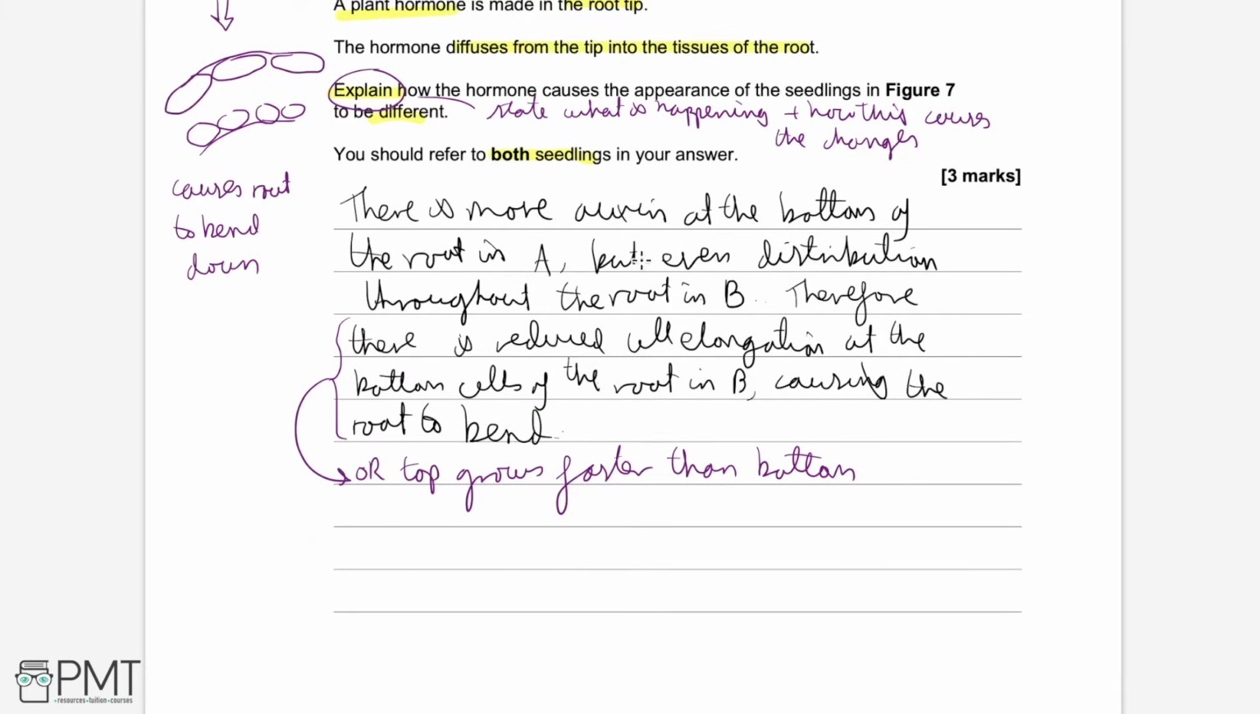The 3 marks are gained here by talking about the uneven distribution of auxin in A, the even distribution in B, and the result of this in A. That is, that there is a difference in the rate of cell elongation or cell growth rate at the top and bottom of the root.